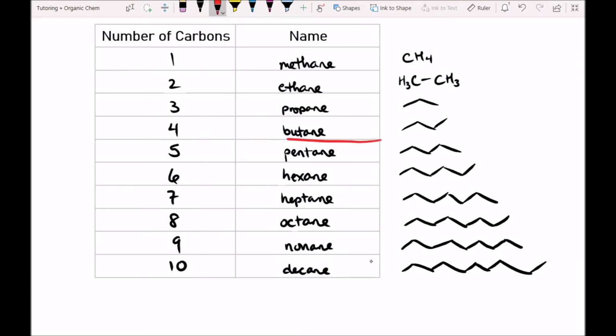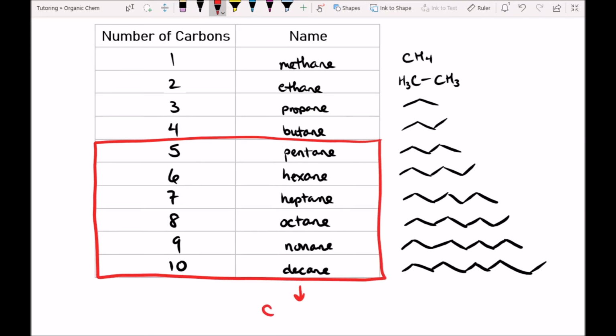So if we look at 5 plus carbons, we can see that these use the Greek numerical prefixes in their names. The first 4 have unique names that don't correspond to Greek numerical prefixes, but 5 and above have Greek numerical prefixes like pent, hex, hept, oct, non, and dec, plus A and E, which indicates that the structure is an alkane. If it was ENE or YNE, that would mean that the structures were alkenes or alkynes, respectively.